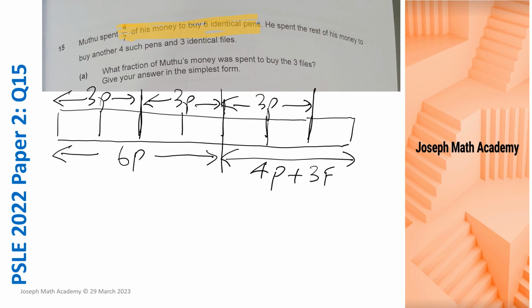All right, this is easily understood. 4 units can buy 6 pens. 2 units, of course, can buy 3 pens. That means 1 unit can buy 1.5 pens. Of course, in reality, it's ridiculous to have 1.5 pens.